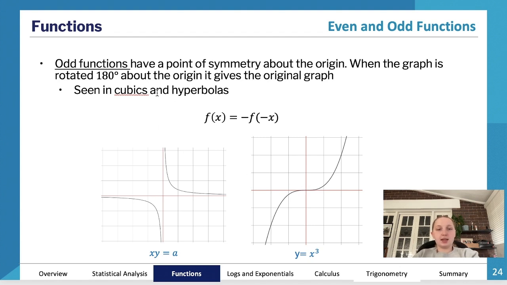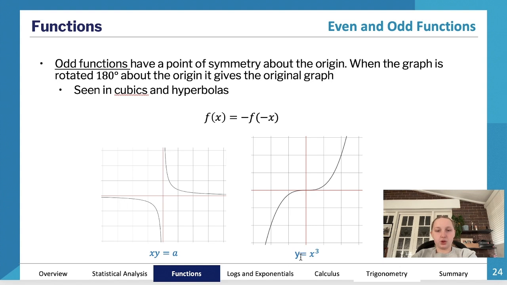So this is seen in cubics and in hyperbolas. So you've got your hyperbola here and your cubic here. If you guys haven't seen these graphs before, that's what they are. And just like when we had the even function, we can also use a little formula to prove that we've got an odd function. So the way that we do that is by showing that f of x is equal to negative f of negative x.